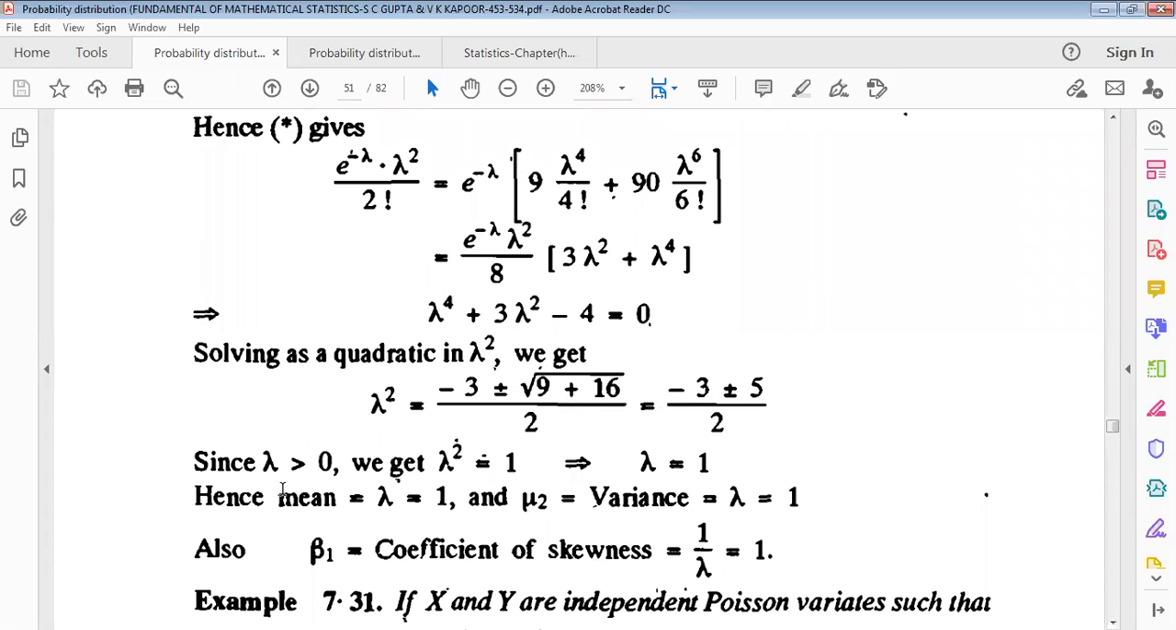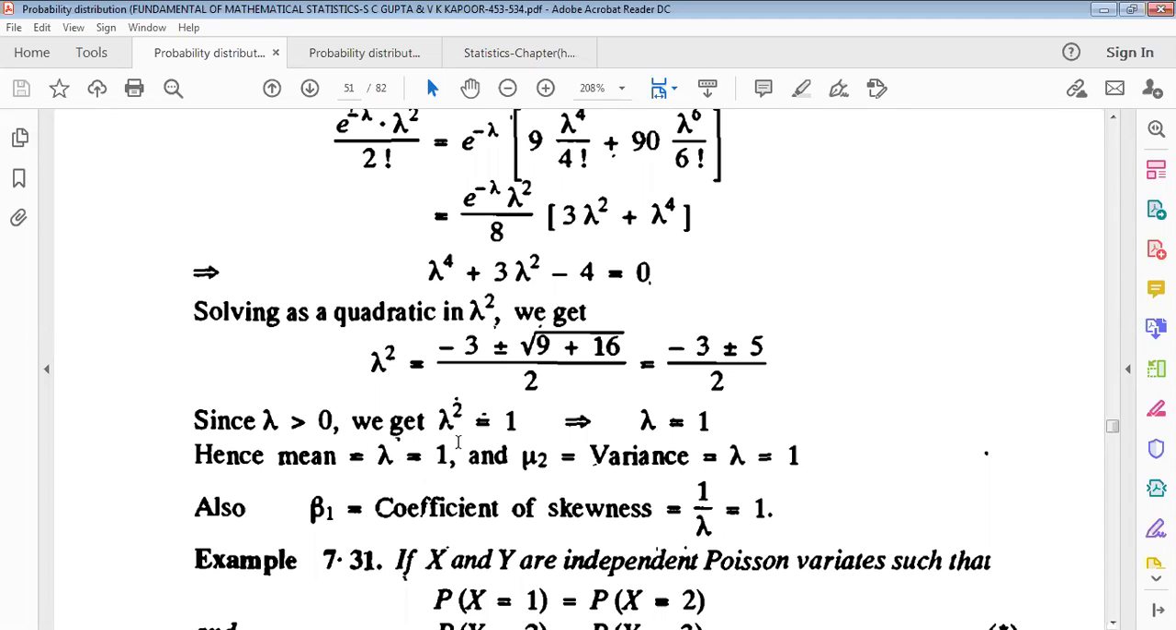Since lambda is greater than 0, that means positive, we take the positive sign. Lambda square equals 5 minus 3 divided by 2, that means 2 by 2. Lambda square equals 1, so lambda equals 1. Now the mean equals lambda equals 1.